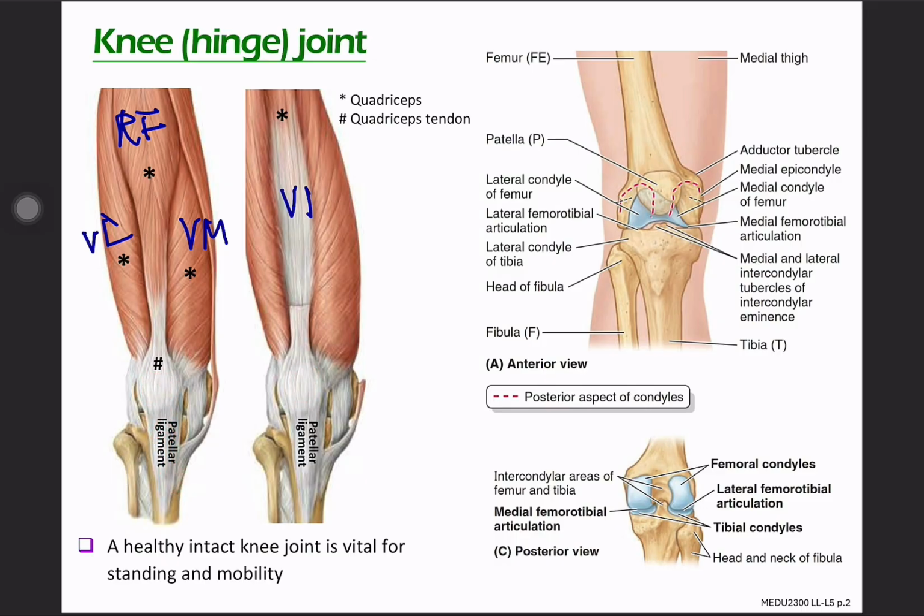Remember that for the dense connective tissue with bone-to-bone connection or attachment, we call it a ligament. So this patellar ligament actually connects to this tibial tuberosity here. And remember this tibial tuberosity, it is a very important bony landmark on the anterior surface of the tibia.